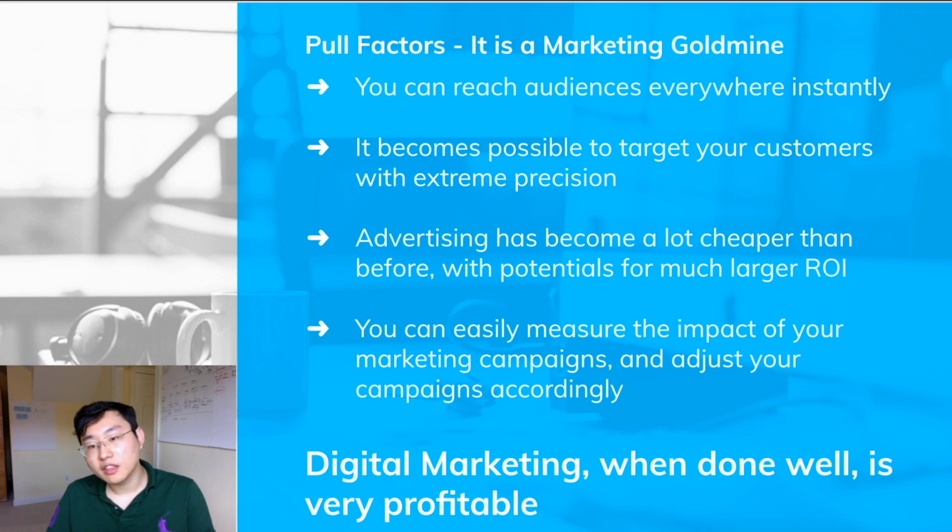Secondly, you can target them extremely precisely. Beforehand, if you're running a newspaper advertisement, you don't know who's going to read your newspaper. But on Facebook and on Twitter, you can target people with extreme precision, even by purchase intentions, so that you know if they see the message, they have a much higher likelihood of purchasing.